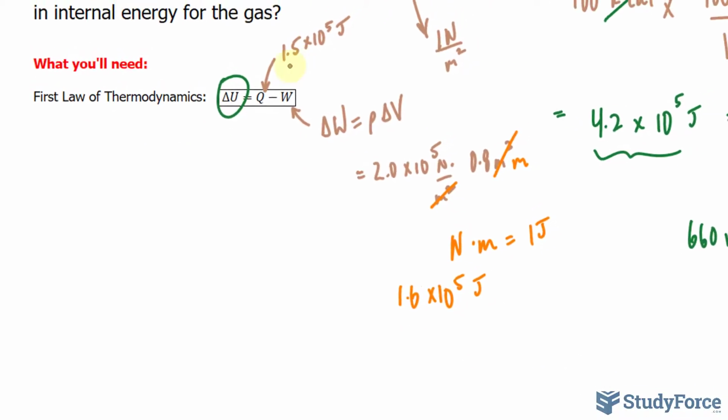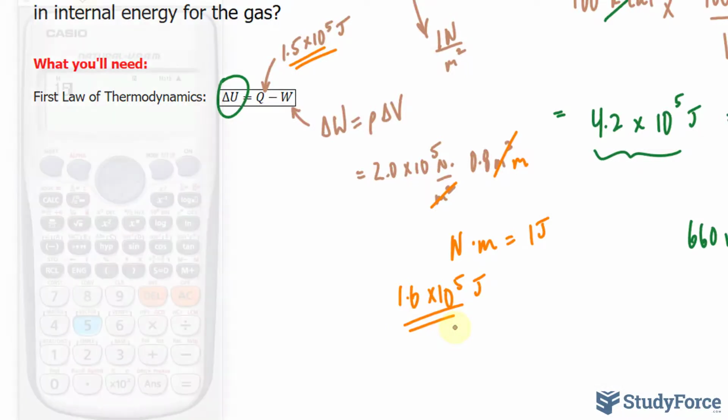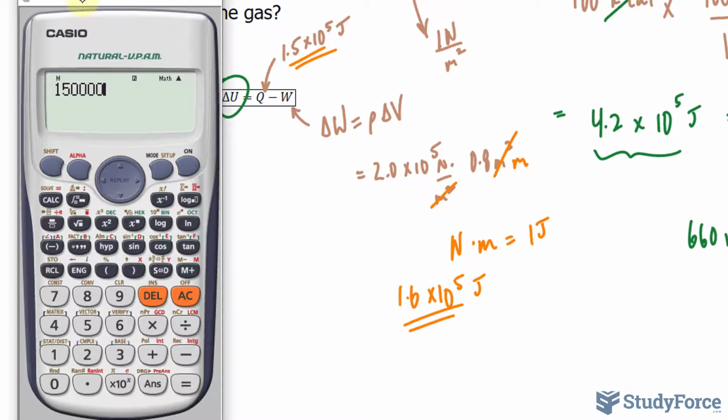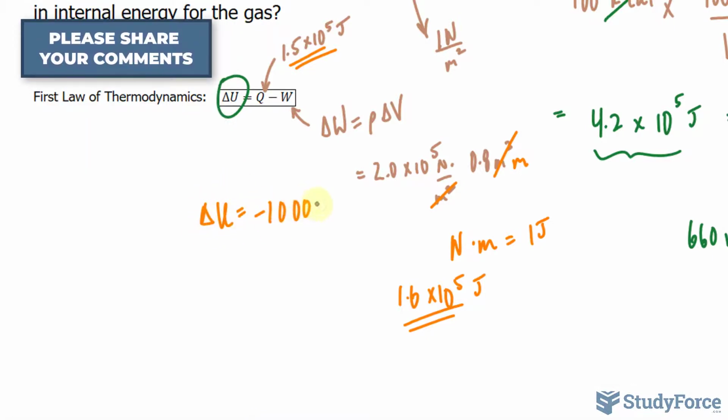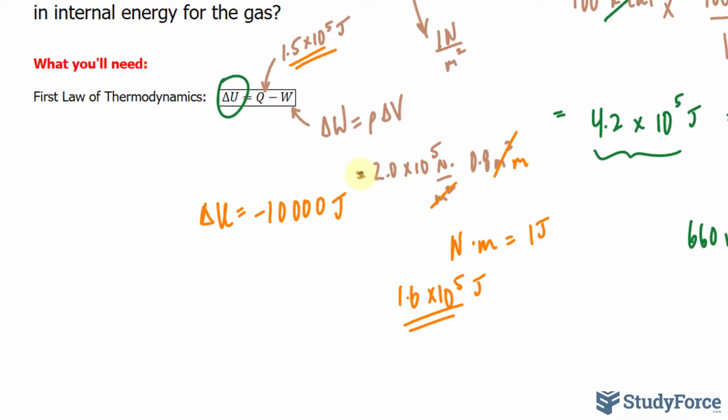So we will subtract this value from that value to get the internal energy. 150,000 minus 160,000, and that's equal to negative 10,000. Delta U is equal to negative 10,000 joules. And if you want this to the correct number of significant figures, you should put it in scientific notation as negative 1.0 times 10 to the power of 4. To interpret this negative, that means that the internal energy of the gas has decreased by 10,000 joules.